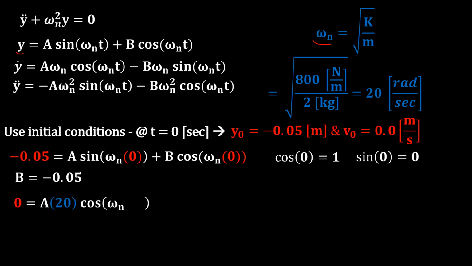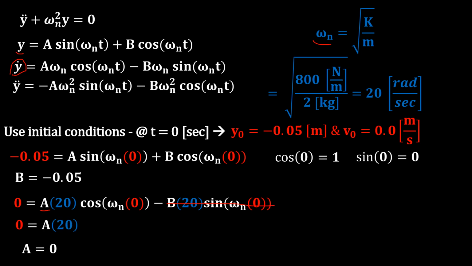Now we will plug in the natural frequency and the velocity at 0 seconds into the velocity equation, and that's what we will have in here. And 0 times anything will give you 0. And remember, cosine of 0 is 1, so here we can solve for a, and b will be cancelled. So here a will equal 0.